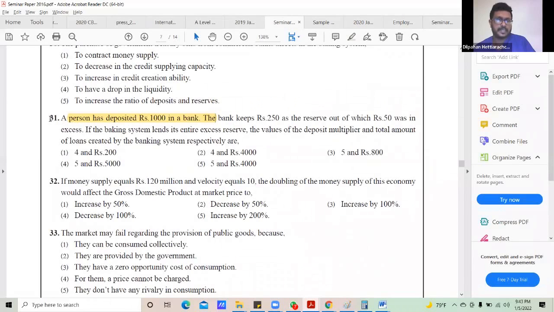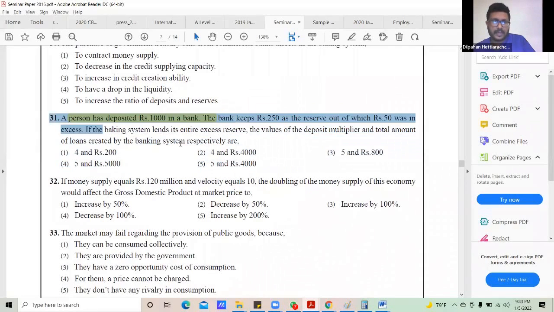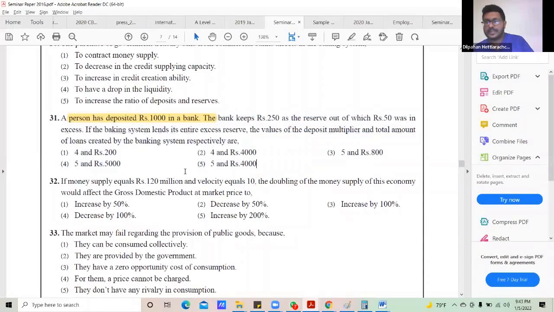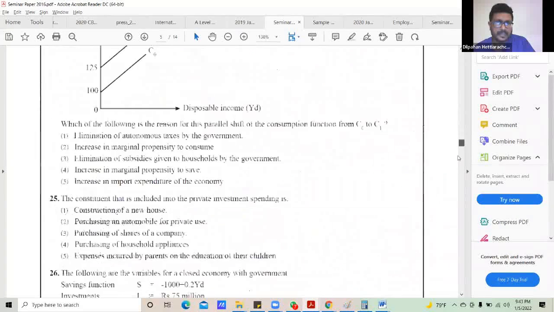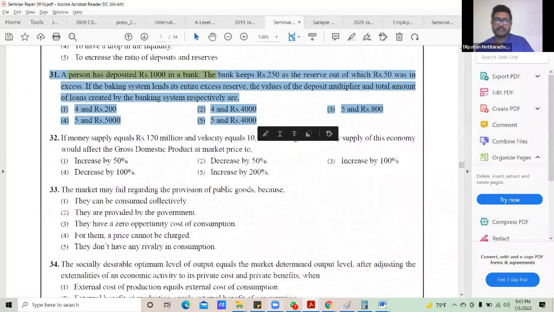This one, 31. You can follow the same process, same steps, and come up with the answer. I will give you 1 minute. Can you guys try to get the answer for this question also? 31. This is a 2016 seminar paper, MCQ 31. Please attempt and send me your answers.